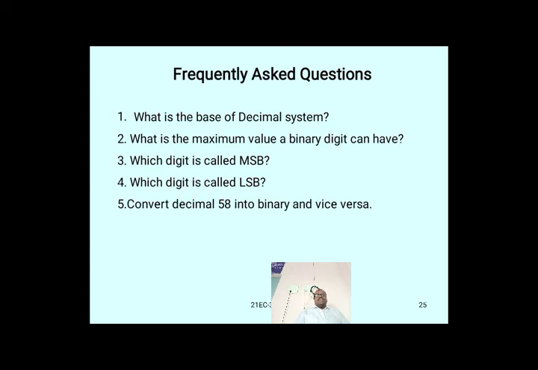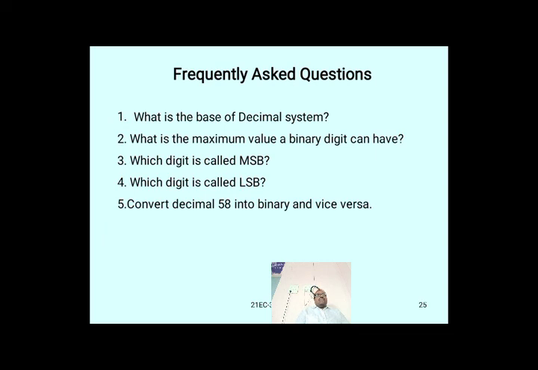16. Which digit is called MSB? The leftmost digit is called MSB, the rightmost digit is called LSB. MSB stands for most significant bit. MSD means most significant digit. B means bit, D means digit. LSB means least significant bit. LSD means least significant digit.